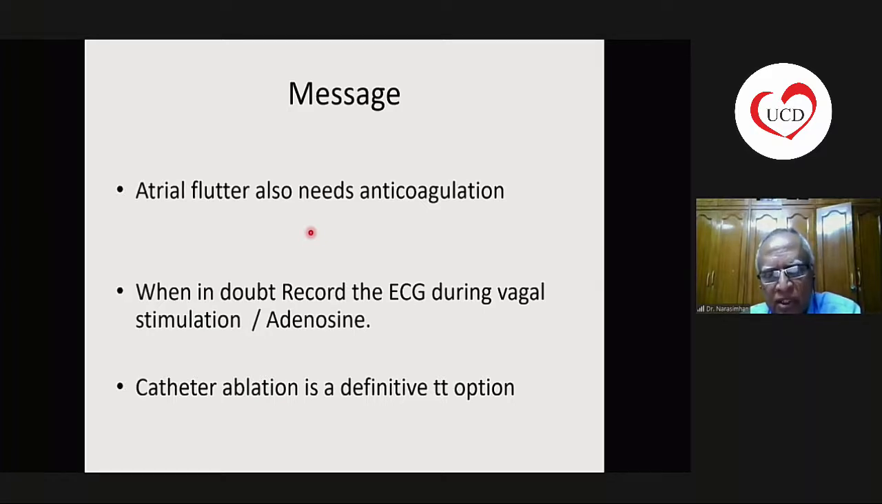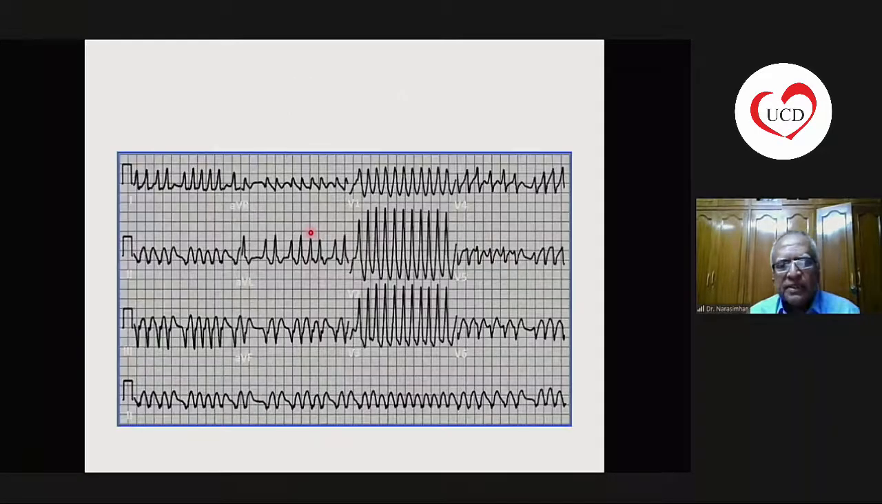When in doubt, record the ECG during a vagal stimulation. And differentiating this flutter from fibrillation is important, because in flutter the result of ablation is much better, and the recurrence rate is minimal when you get rid of the flutter in these patients.